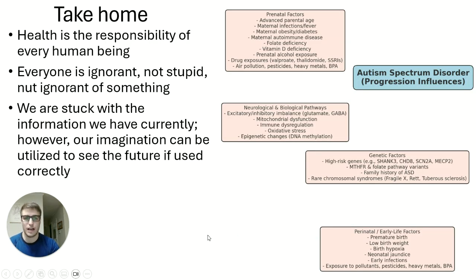Moving along, I have the progression influence of autism spectrum disorder. I have them all right here just for a summary again if you want to look at it. But the take home is that health is the responsibility of every human, and everyone is ignorant of something. Ignorant just means you're unaware of something, not necessarily stupid. Stupid means you've heard of something, but you're just refusing to believe it. But everybody's ignorant of something, even if you work in the healthcare field.